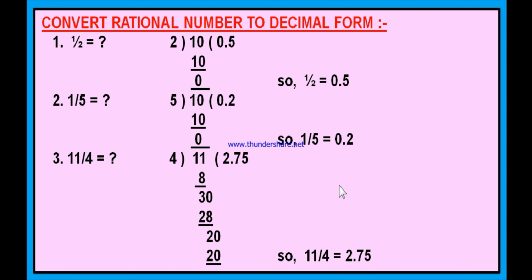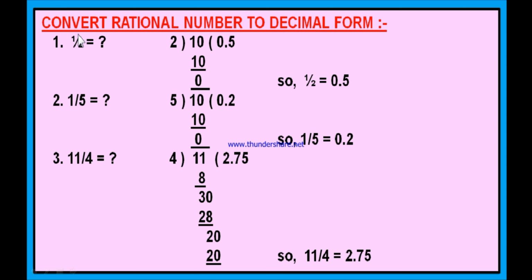Understood? Now if you observe all these three examples, in all these three examples we converted a fraction, which is a rational number, into its decimal form. We got 0.5, 0.2, 2.75. All these three are terminating decimals. Isn't it? All these are terminating decimals. We got terminating decimals in all the three cases.